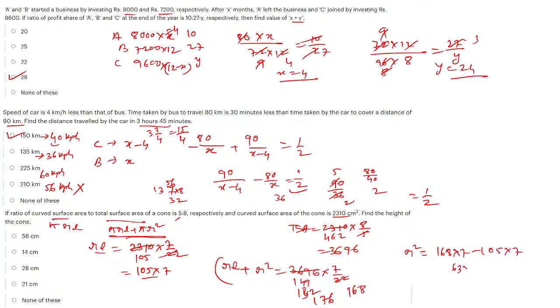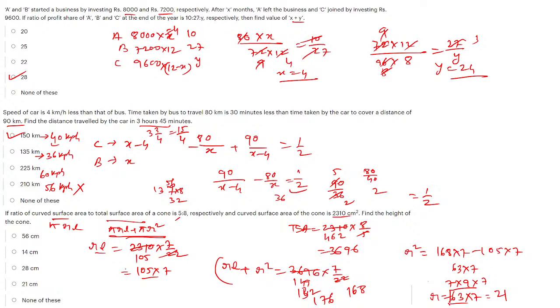Now this is 63 multiplied by 7. Now 7 into 9 multiplied by 7, which gives r value is 63, right? Now r value is not 63, this is r square. That means this is the square root, so that is 21.